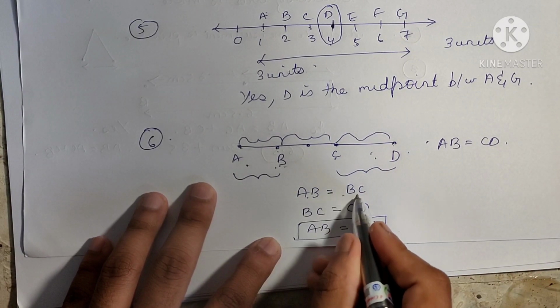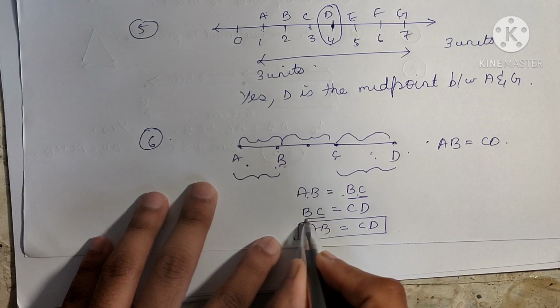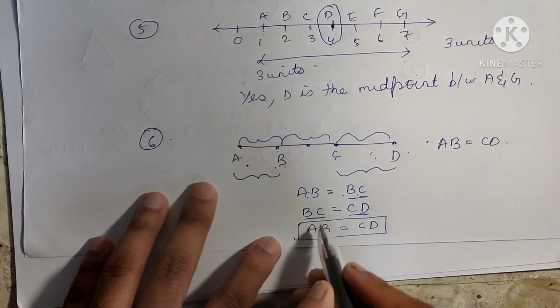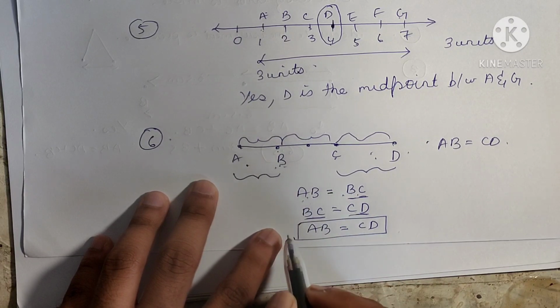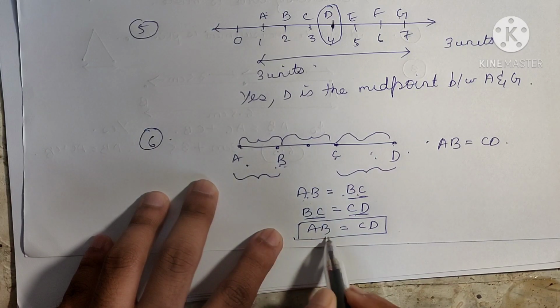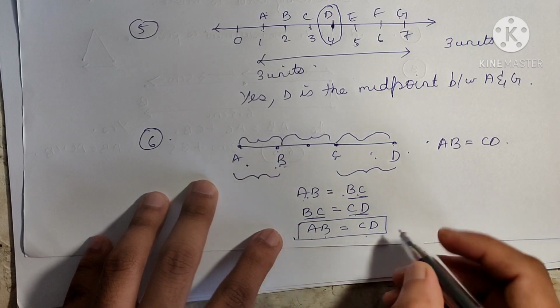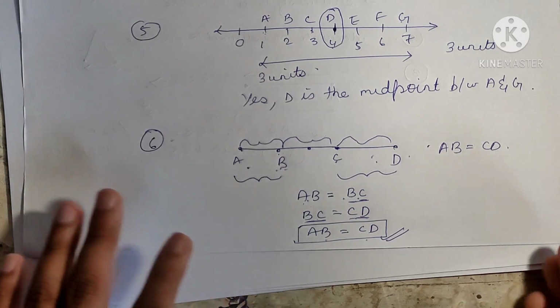See, AB equal to BC, that means already we have BC here, and then again we are saying that BC equal to CD. So if BC equal to CD and also BC equal to AB, that means BC is also CD and BC is also AB. That means AB equal to CD, obviously. Okay, so in this way we can say that it is equal.